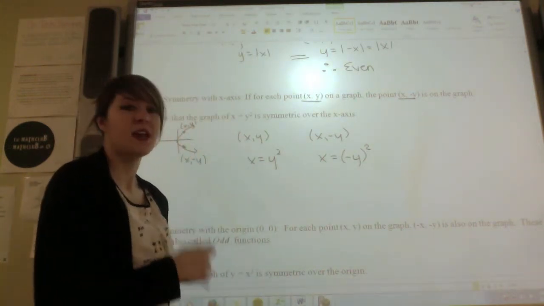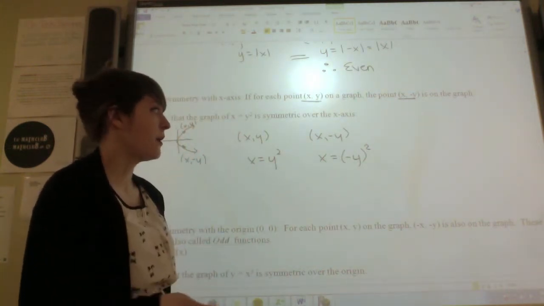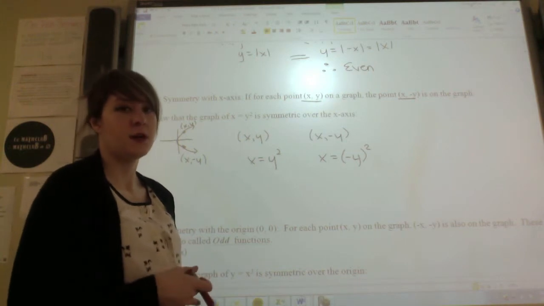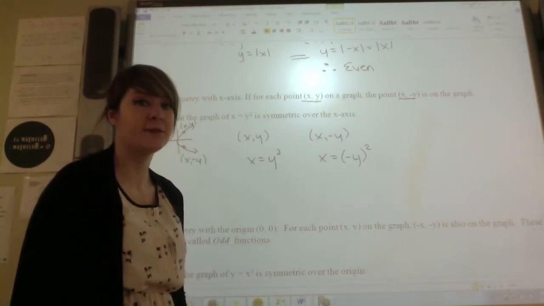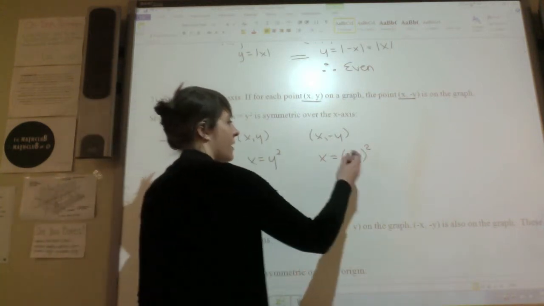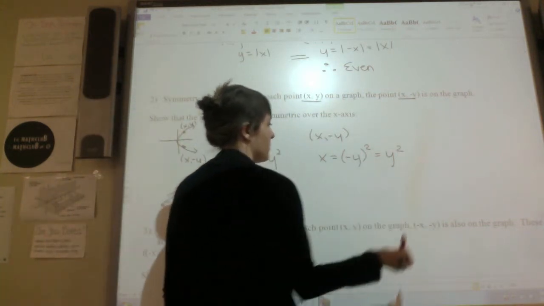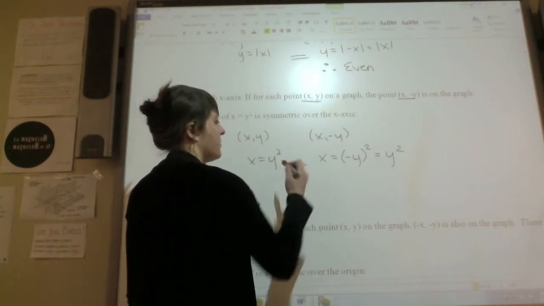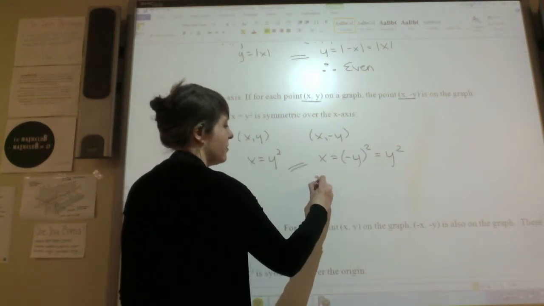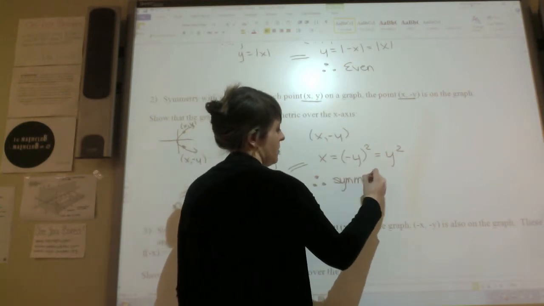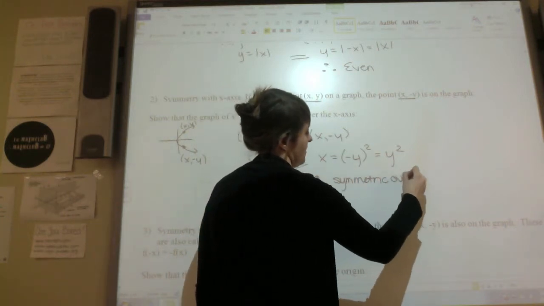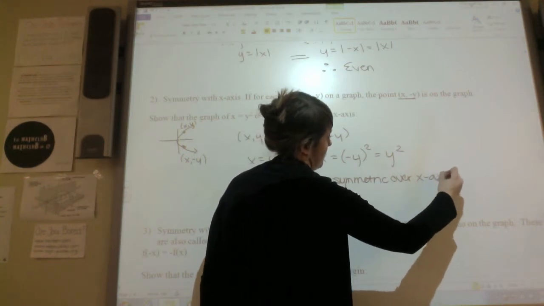Well, if I take a negative value and I square it, that negative isn't there anymore. So think about negative 2 times negative 2, that gives me positive 4. So essentially squaring it is getting rid of that negative, so that's actually just y squared. So now that I know that those 2 things are equal, I can prove that this is symmetric over the x-axis.